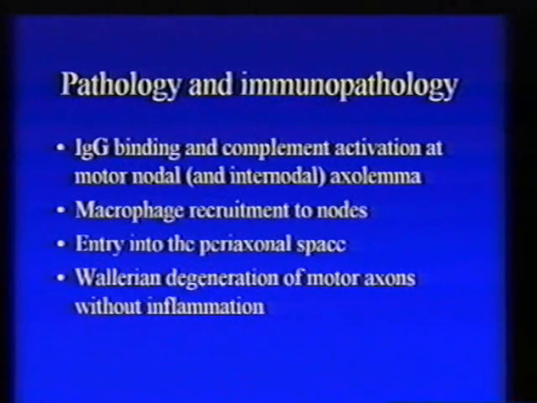Now, pathologically, in a series of very well-preserved autopsy cases, what we see routinely is that there's binding of IgG antibody and activation of complement at the nodes of Ranvier, that is the site of impulse conduction in nerve fibers, involving motor fibers only, with some binding in the internodal axon surface as well. The macrophages come to the nodes of Ranvier. They enter the periaxonal space and are associated with breakdown of the axons in the absence of lymphocytic inflammation.